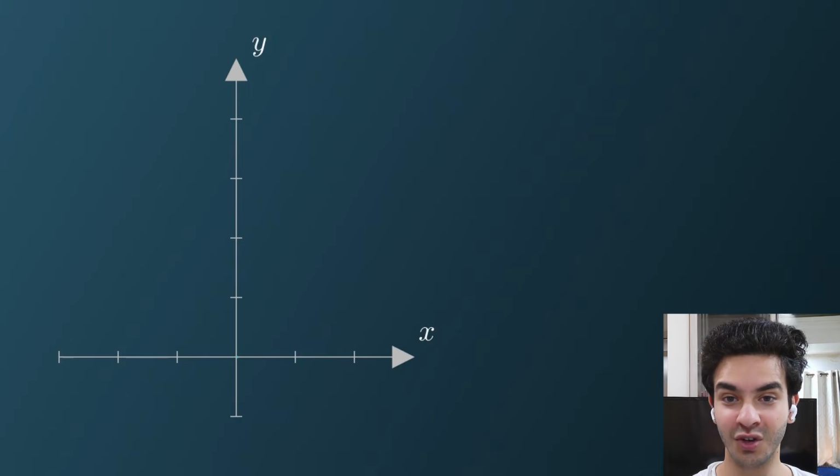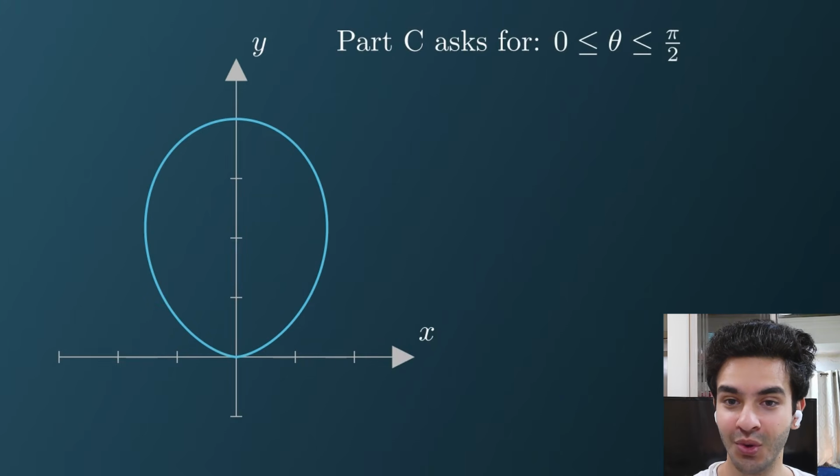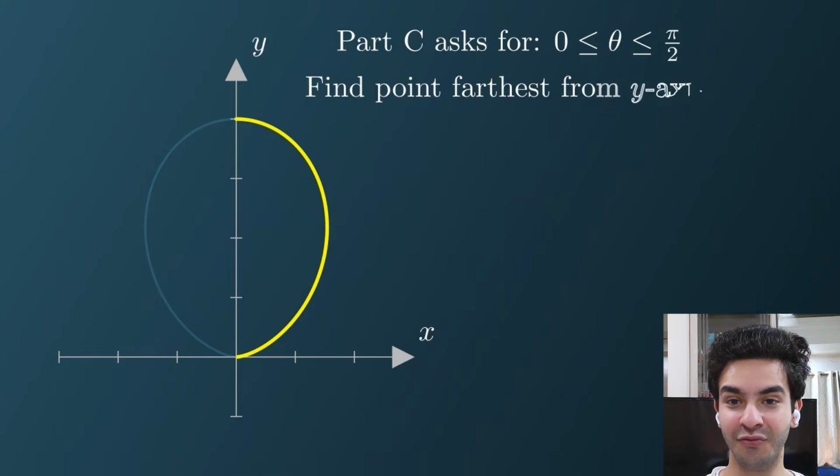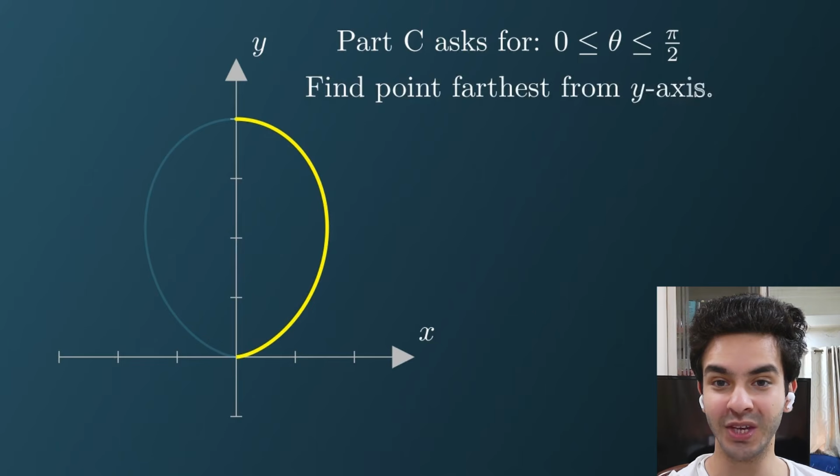First things first, the question says we're working with theta from 0 to pi upon 2. In polar coordinates, pi upon 2 is just 90 degrees. So the question is basically asking us to work in the first quadrant here. They want us to find the point that is farthest from the y-axis. Let's visualize it for a second. We are working in the first quadrant here.